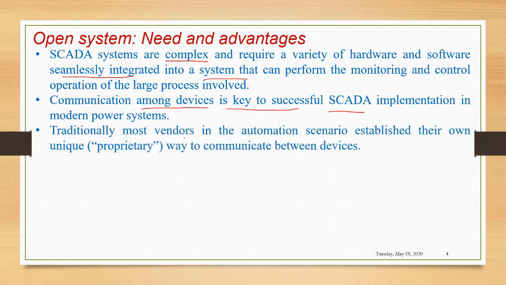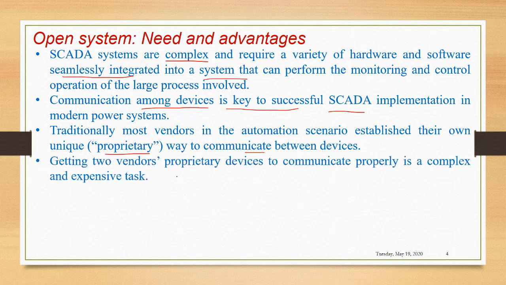Traditionally, most vendors in the automation scenario established their own unique, that is, proprietary, way to communicate between devices. Getting two vendors' proprietary devices to communicate properly is a complex and expensive task. If you take two vendors' different components in SCADA, it is difficult to integrate them for communication purposes.